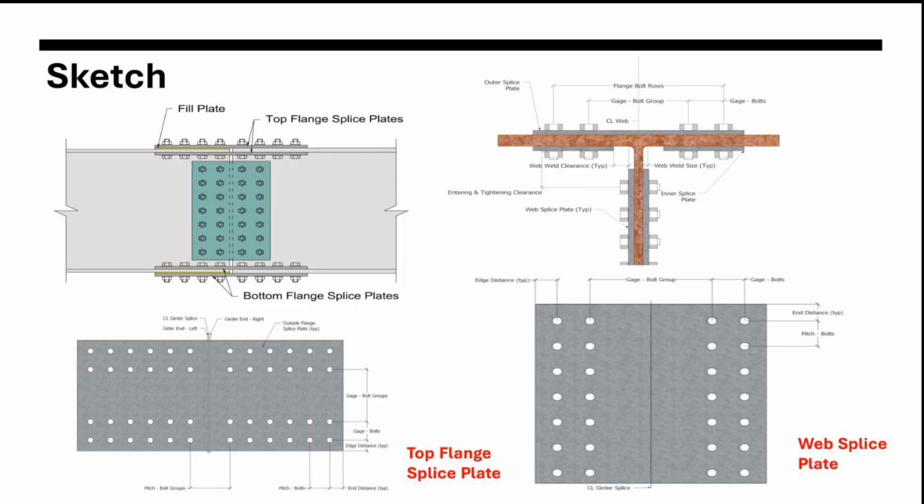So this is the small sketch for the splice design. This is the elevation view for the splices. This is the top flange splice plate, and the bottom flange splice plate. This is the web splice plate. And this is the top layout of the flange splice plate, and this is the web splice plate. And these are the bolt layouts, showing how they are laid out at the site.